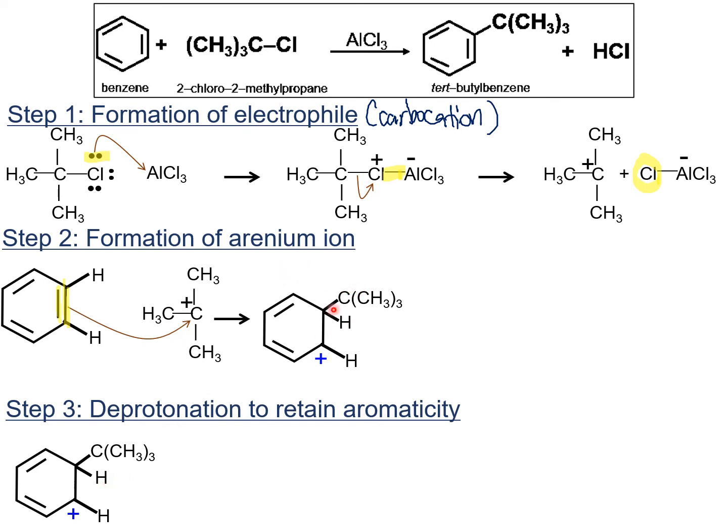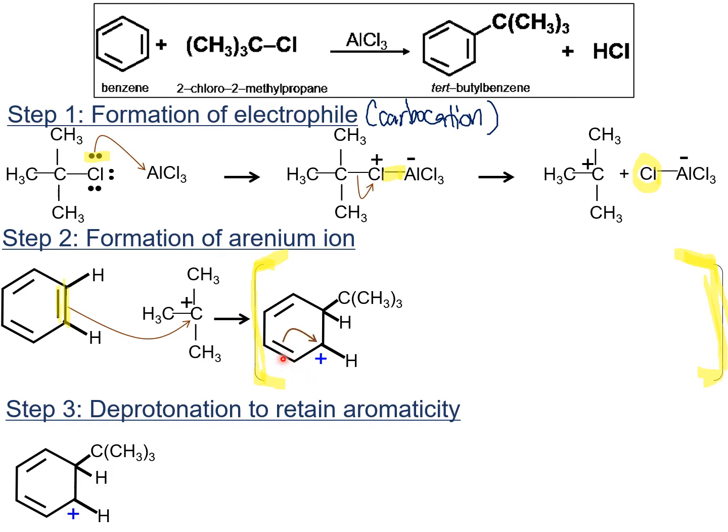Okay, lepas tu barulah buat delocalization of electron. Kenapa kena buat delocalization of electron? Again, sebab kita nak stabilizekan dia punya electron pi system. Okay, so untuk buat delocalization, please don't forget this bracket.